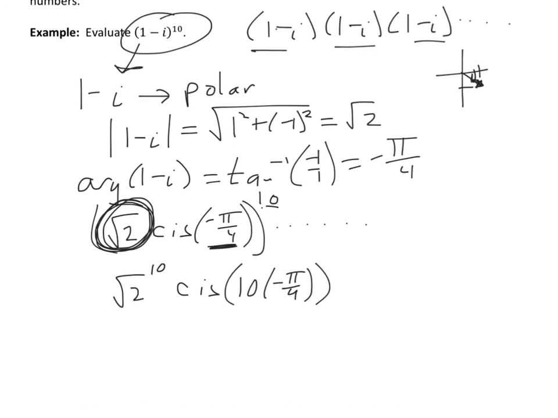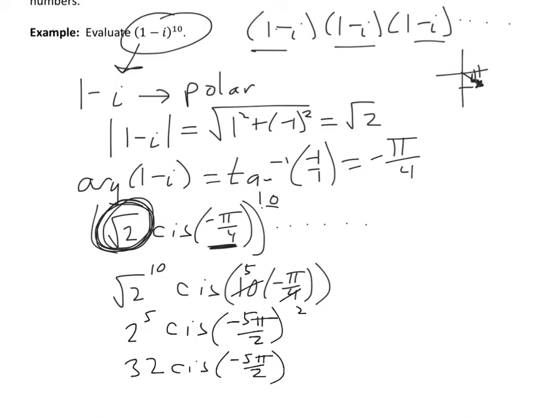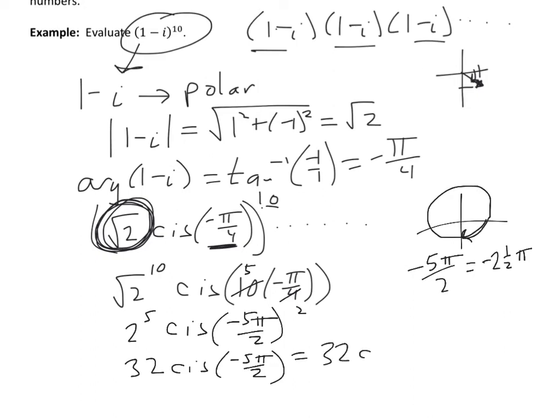Now I just need to clean this thing up. The square root of 2 to the 10th power, that's 2 to the 5th power. And then this is cis, I could reduce this down to 5 and 2, so negative 5 pi over 2. This is 32 cis negative 5 pi over 2. But negative 5 pi over 2, that's like negative 2.5 pi. So that's like going backward around the unit circle one time and then going another negative pi over 2. This is the same as 32 cis negative pi over 2.